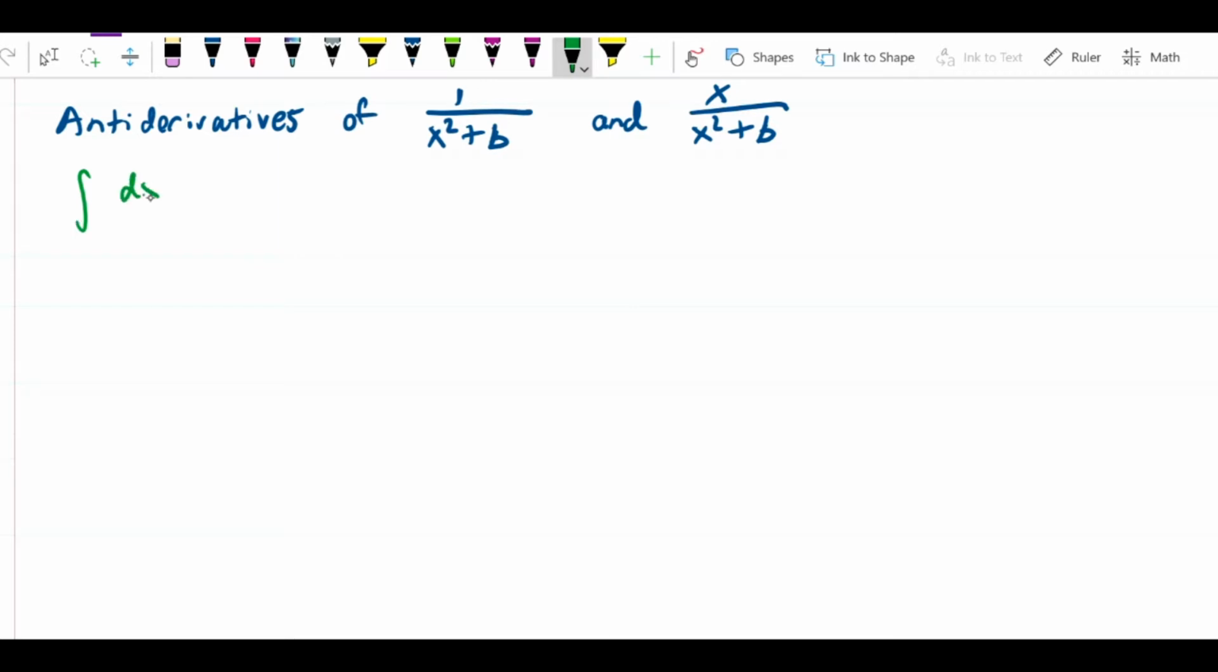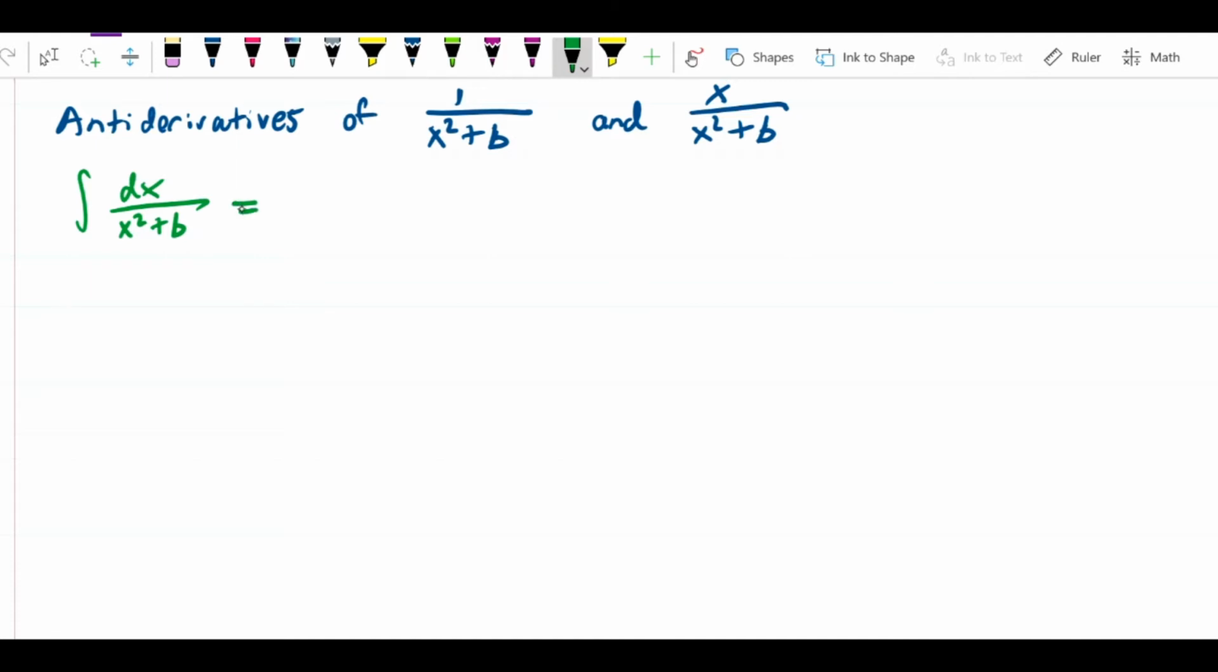So if I find the integral of 1 over x squared plus b, the thing to recognize is that you can do it by u-substitution, but not in the easy way. It looks very much like the derivative of arctangent, and that's not a coincidence. Let me show you how to do that.